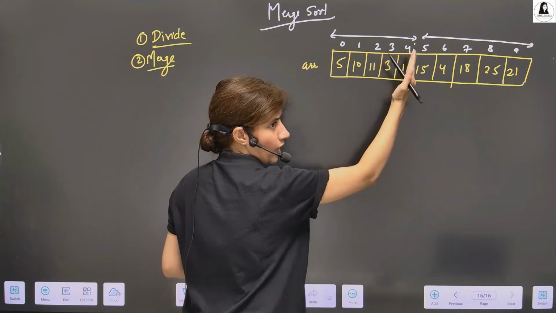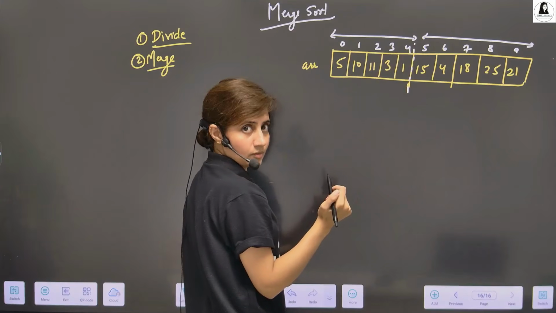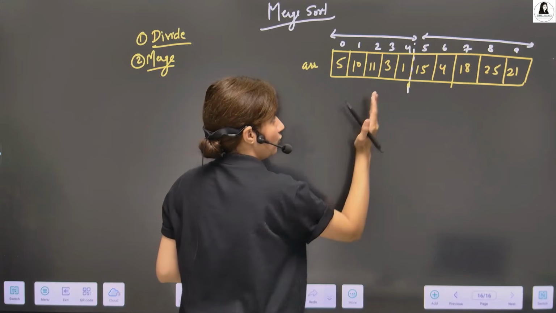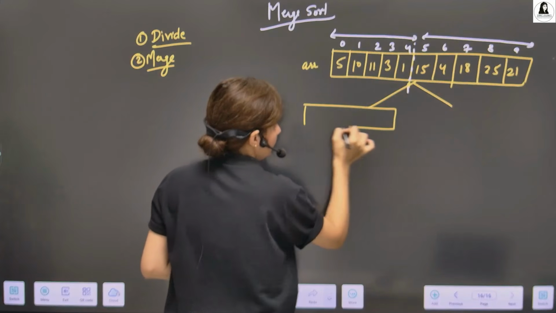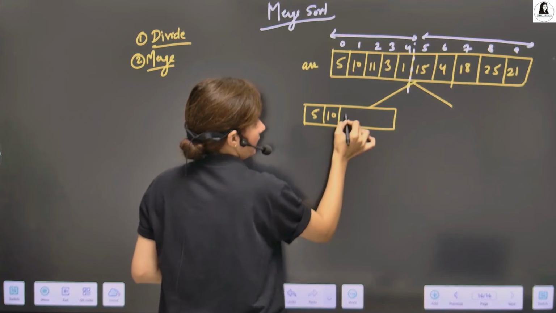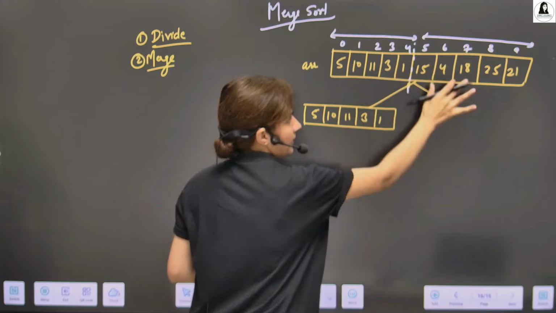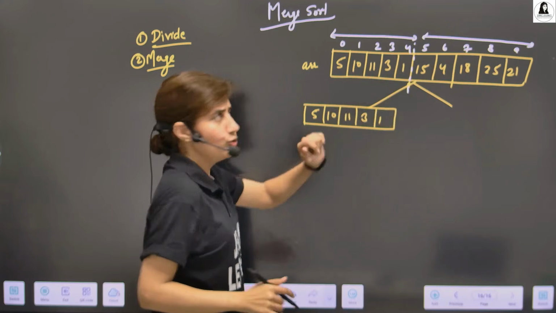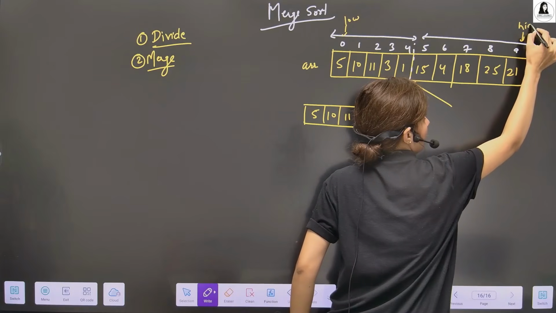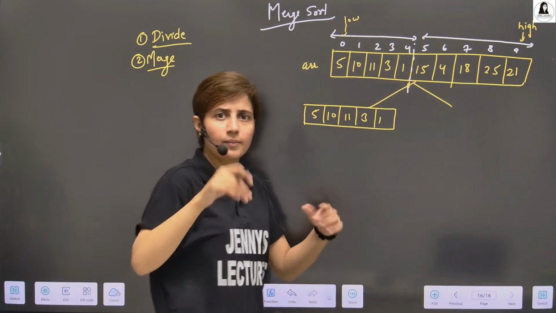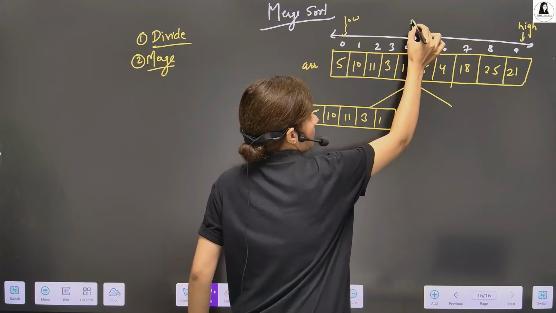First, let's divide into half, into two halves. The division is hypothetical: 5, 10, 11. You know how to divide a complete array. You are given a complete array, where we have low and high, with high being the array length minus 1. Then (low plus high) divided by 2 gives you mid.